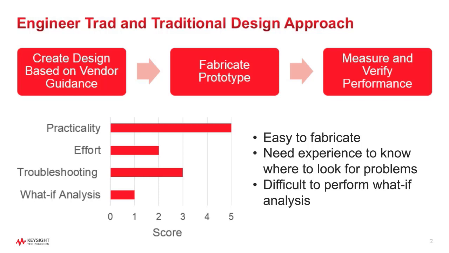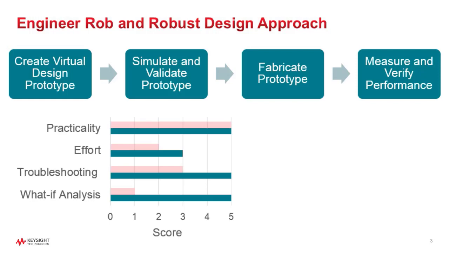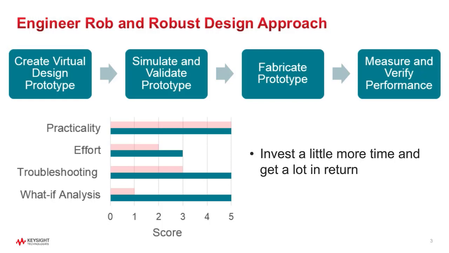Now let's take a look at Rob and his virtual design prototype robust approach. Rob starts with a virtual design prototype, simulates and validates the prototype, fabricates the prototype, then measures and verifies performance. If we compare the scores, the practicality, I would say, is actually off the charts here, but let's cap it at 5. The effort needed to create such an approach is a bit higher at around 3, but what's astounding is the troubleshooting goes off the chart as well at 5, and what-if analysis. And here's a punchline. You invest a little more time ahead of time and get a lot in return.